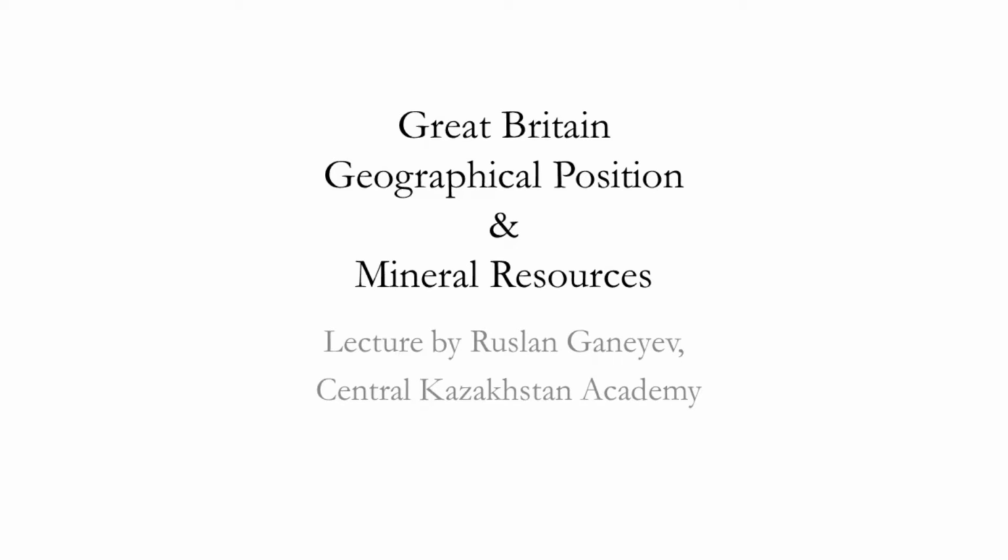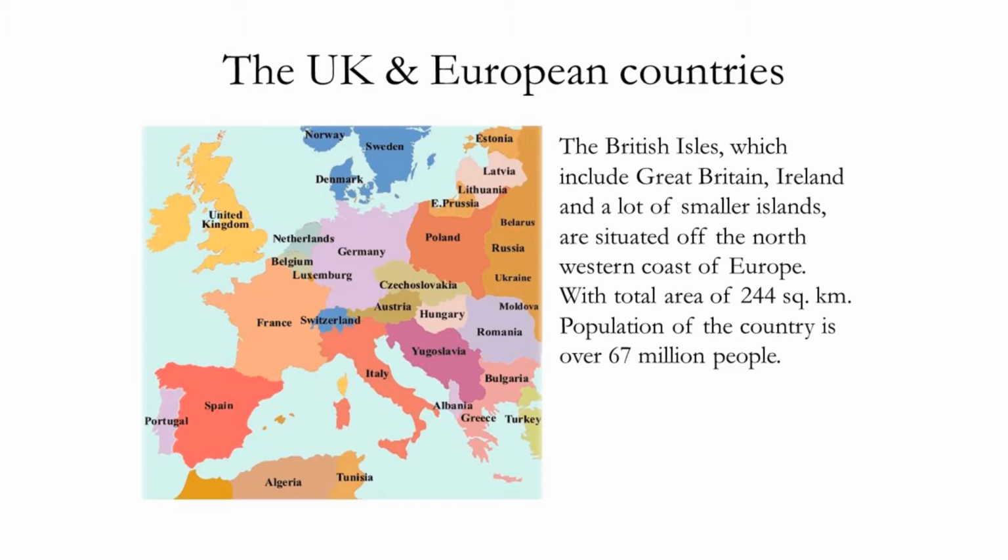Great Britain, geographical position and mineral resources. The British Isles, which include Great Britain, Ireland, and a lot of smaller islands, are situated off the northwestern coast of Europe. The total area is 244 square kilometers. The population of the country is over 67 million people.